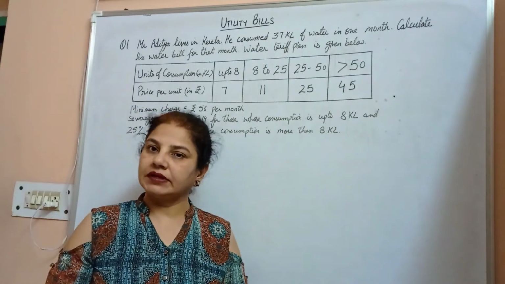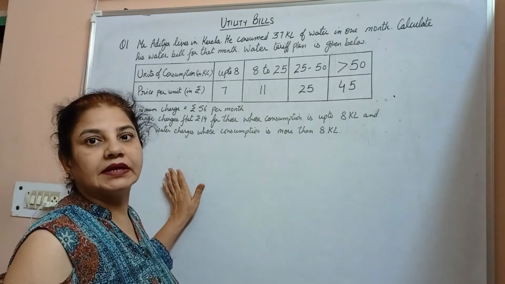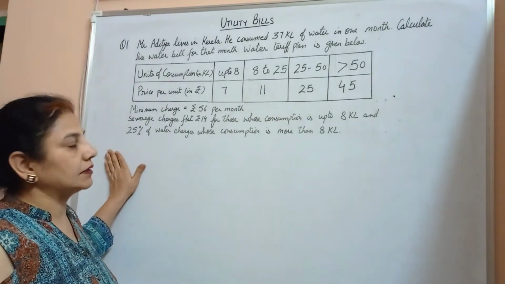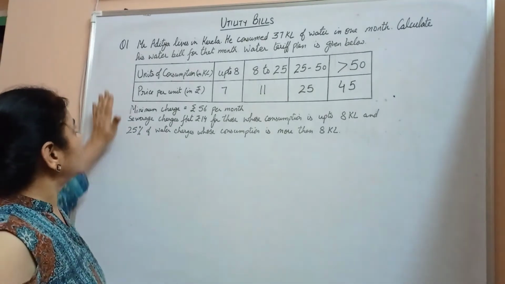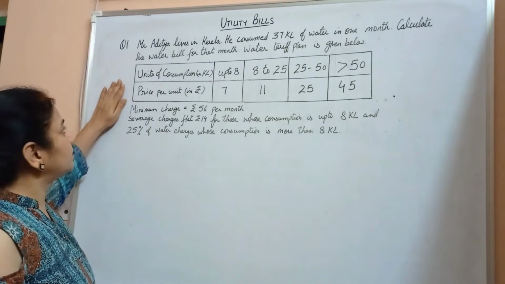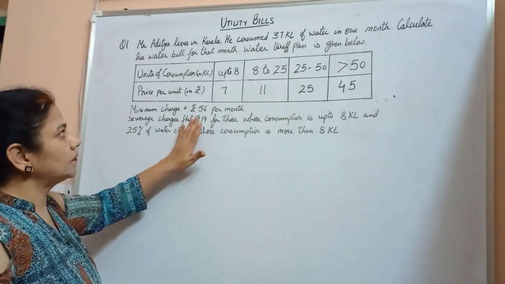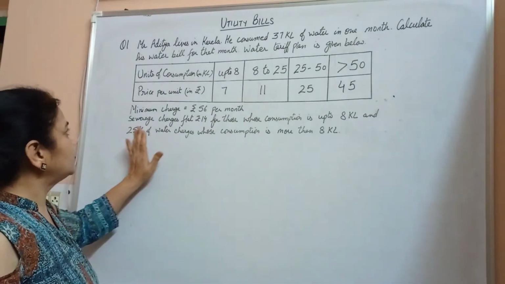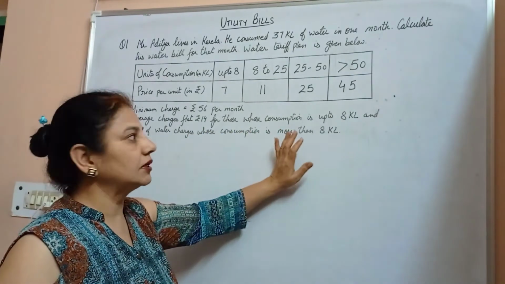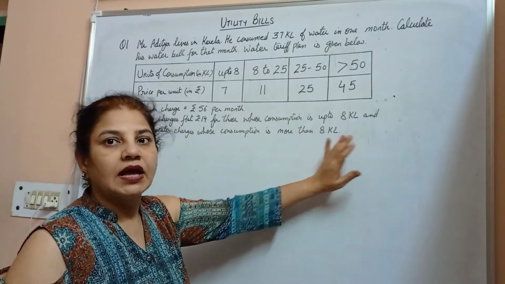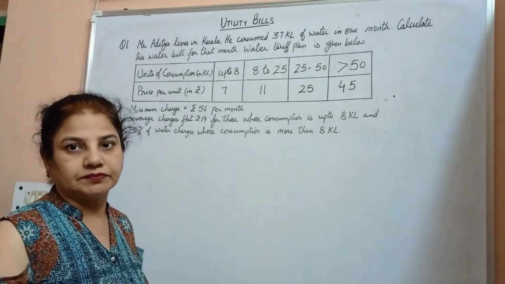Mr. Aditya lives in Kerala. He consumed 37 kiloliters of water in one month. Calculate the water bill for that month. The water tariff plan is given to us: unit of consumption in kiloliters, price per unit in rupees. Minimum charge is 56 rupees per month. Sewerage charges are a flat 14 rupees for those whose consumption is up to 8 kiloliters, and 25% of the water charge for those whose consumption is more than 8 kiloliters.